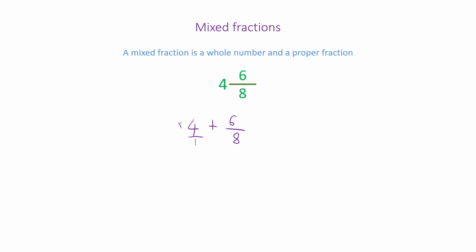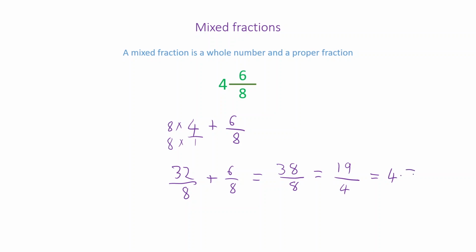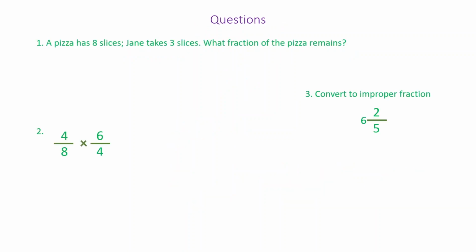So we can multiply both the top and the bottom of this fraction by 8. 4 times 8 gives us 32, and 8 times 1 gives us 8. So now we're left with 32 over 8 plus 6 over 8. And that gives us 38 over 8. 38 over 8 is the same as 19 over 4 if we divide the top and the bottom by 2. And that equates to 4.75.